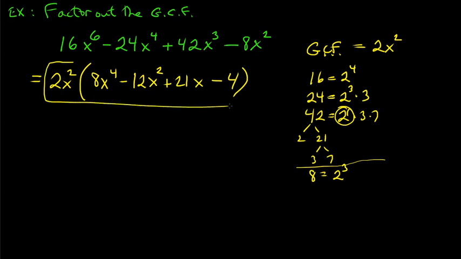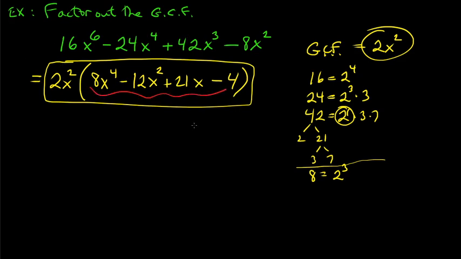Okay, so that's all you have to do here: just find the GCF, the 2x squared, and then factor it out. And I mean, you should look further. After all, this has 4 terms, and so it's possible that we can factor it by grouping. So can we factor it by grouping?